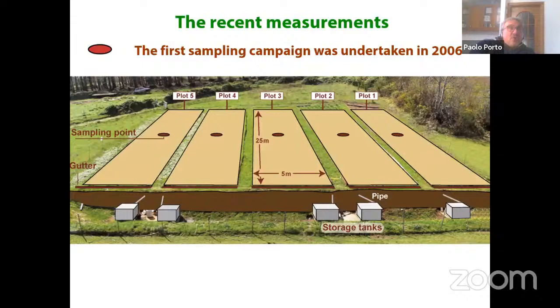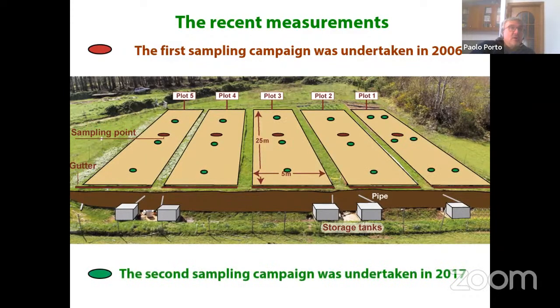So let's try now to see what happens if we extend the number of years of measurements from 4 years to 11 years by doing the second sampling campaign in 2017. You can see here the green circles are related to the second sampling campaign in 2017. And for each core, we have again a value of the cesium-137 inventory.